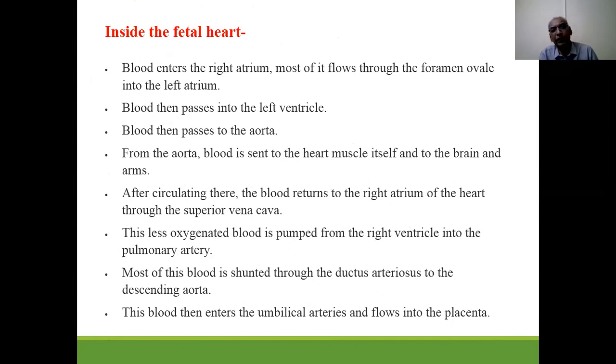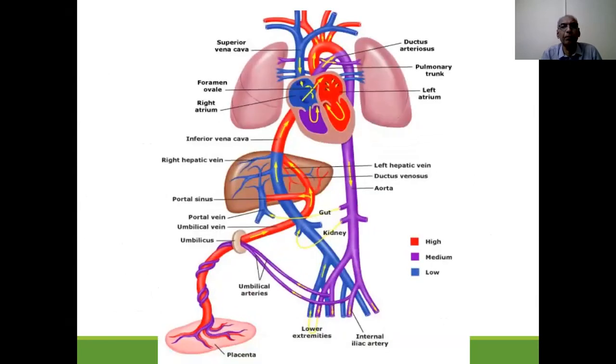From the aorta, blood is sent to the heart muscle itself and the brain and arms. After circulating there, blood returns to the right atrium of the heart through the superior vena cava. This less oxygenated blood is pumped from the right ventricle into the pulmonary artery. Most of the blood is shunted through the ductus arteriosus to the descending aorta, and this blood enters the umbilical artery and flows to the placenta. This is shown in this figure, the fetal circulation from the placenta, how the blood circulates.